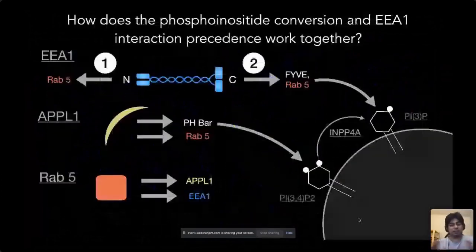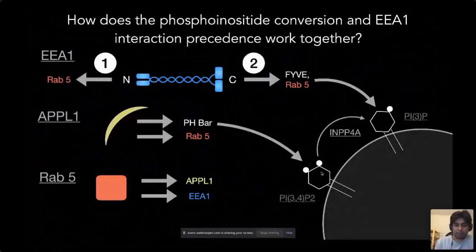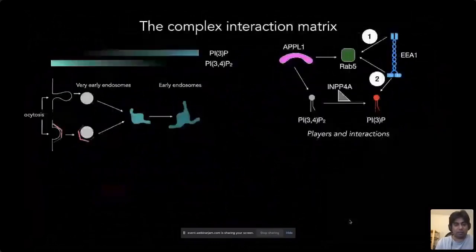So what does this mean in the scheme of the entire maturation process? So you have PI3-4P2 that converts into PI3P, and you've got the N-terminal that interacts with Rab5, and the C-terminal that interacts with Rab5 and PI3P. You have APPL1, the protein that will interact with PI3-4P2 and Rab5, and you've got Rab5 itself that interacts with both of them and is membrane localized, right? So these are the various interactions and molecular players that are involved.